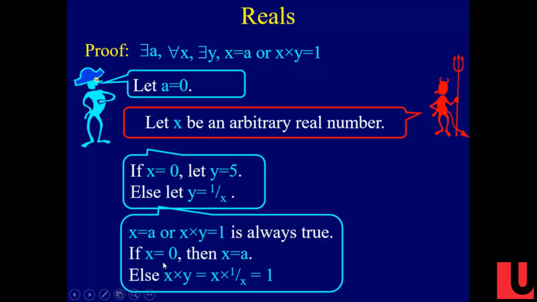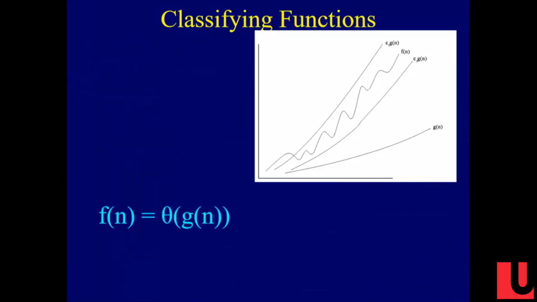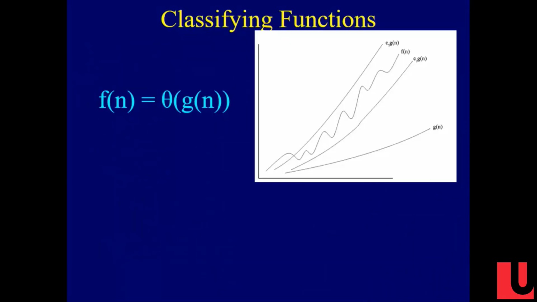The other case, x doesn't equal 0, in which case y is the inverse of x, and we're good to go too. There are two cases. In either case, we're good. Everybody see how we're proving this? All right. So I can always win, so it's true. Everybody good?